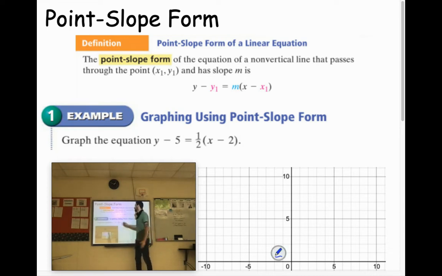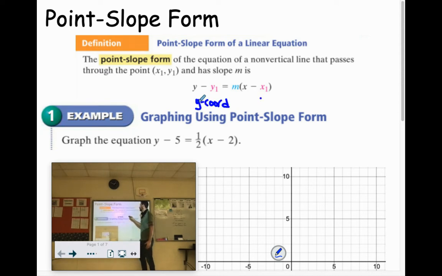Now, the y1 is going to be your y coordinate. The x1 will be your x coordinate. And just like before, the m is your slope. But if you look, it has subtraction built into the formula. So pulling the coordinate out is kind of the opposite.